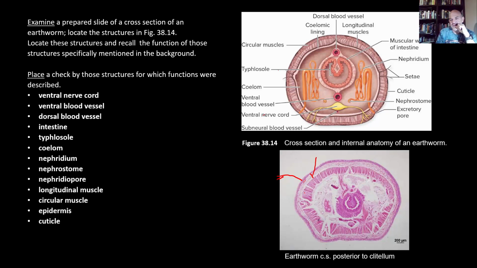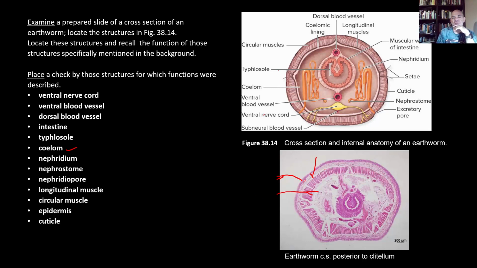And then the next layer of muscle is the longitudinal muscle. So those fibers are going to run along the length of the animal. And since this is a cross-section, they would be running towards us and behind the screen that you're looking at there. And since these have a true body cavity, the fluid-filled space in there, that's your coelom. Okay, and that's one of the things to know.